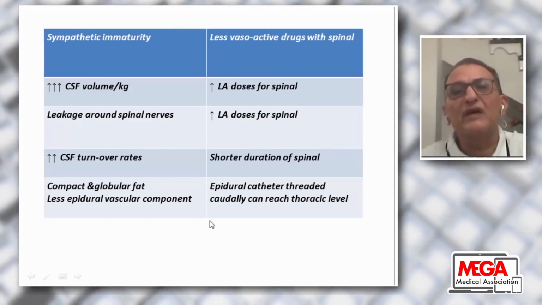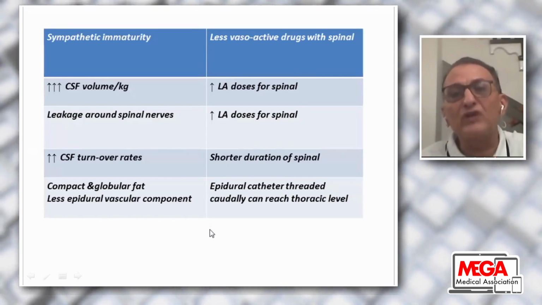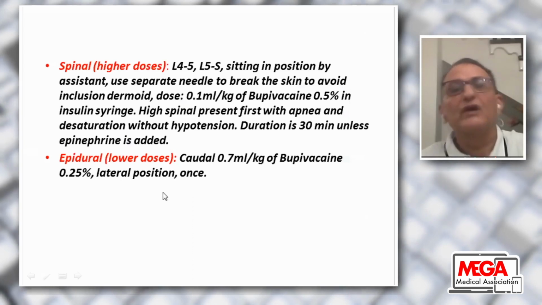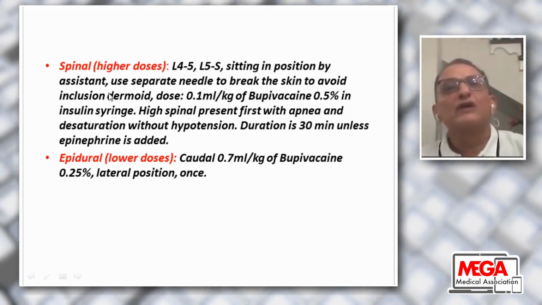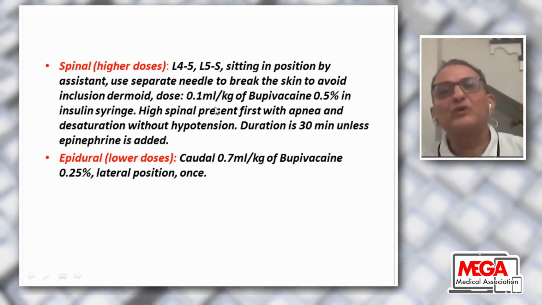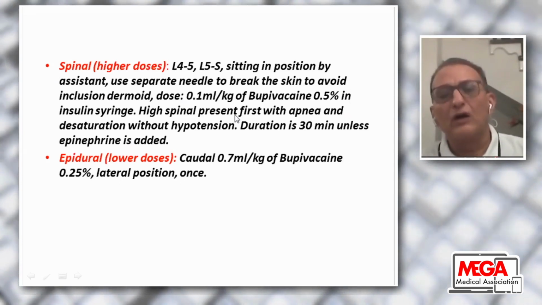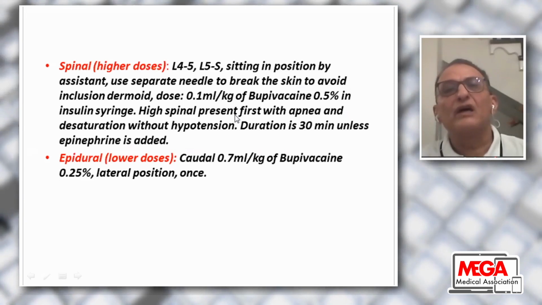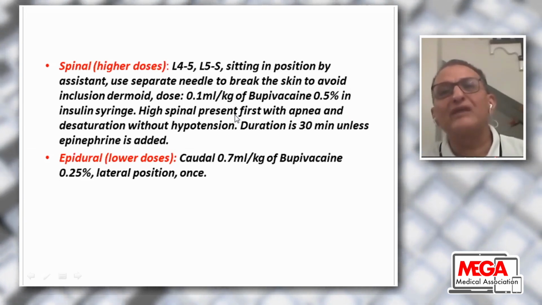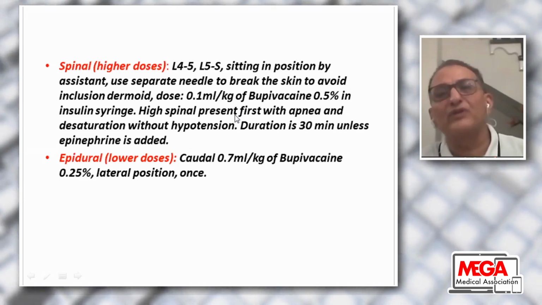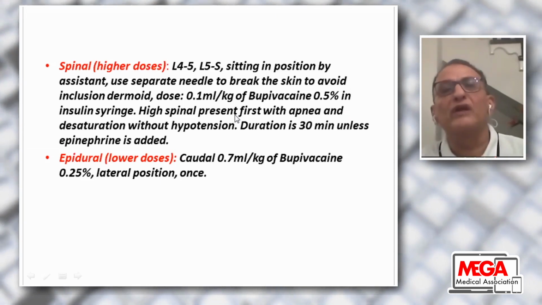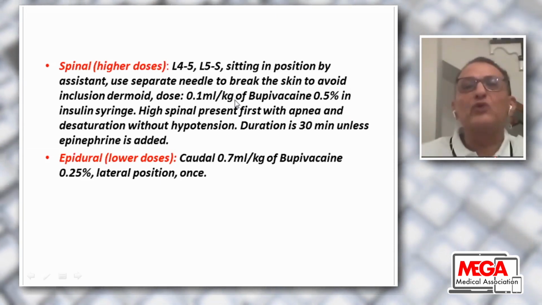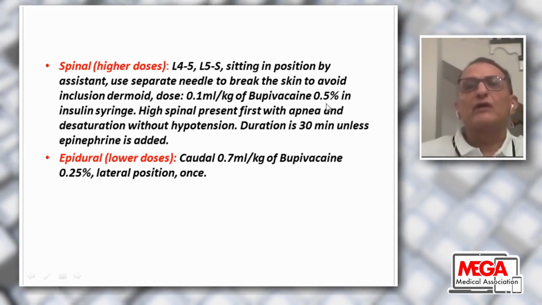Their epidural fat is less dense, and you can easily thread a catheter caudally up to higher levels. So traditionally, we give spinal doses. You ask the assistant to hold the neonate for you in a sitting position and use a separate needle. You just break the skin with a separate needle to avoid an inclusion dermoid, and then we give 0.1 mL per kg of bupivacaine.